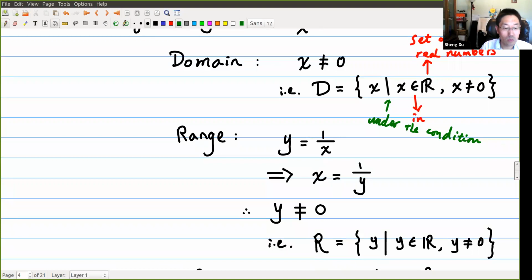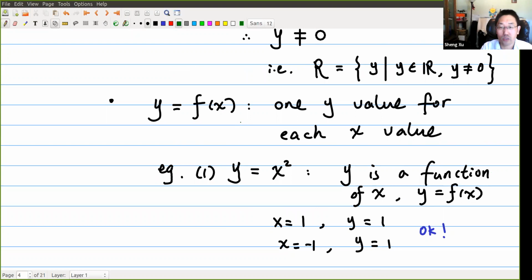So now you know a function y equals f(x). So you have one y value for each x value, right? One value for each x value. Remember that. Okay, remember that.